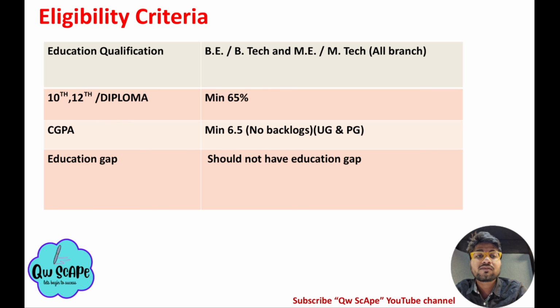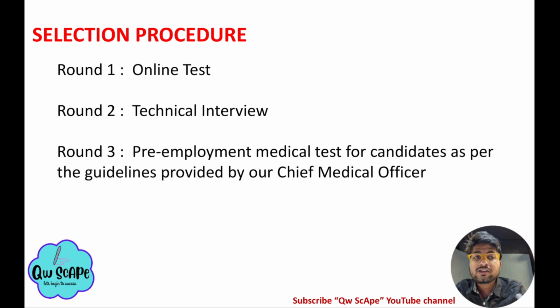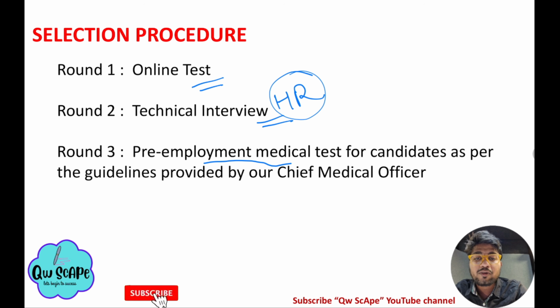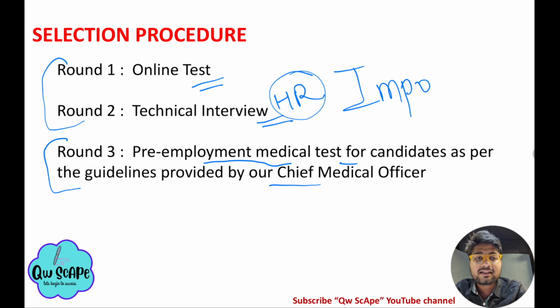Now let's move forward with the selection procedure. There will be three rounds. The first round will be the online test, the second round will be the technical interview and HR interview. Both interviews will be taken in round 2, and in round 3 they are going to give you a pre-employment medical test that you have to pass, okay? That will be provided by their chief medical officer, okay? So you should not worry about that round. Round 1 and round 2 are important, okay? They will decide your selection or non-selection in the L&T company, okay?